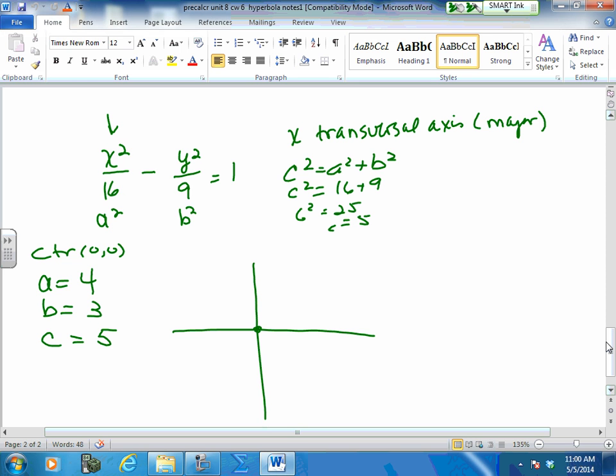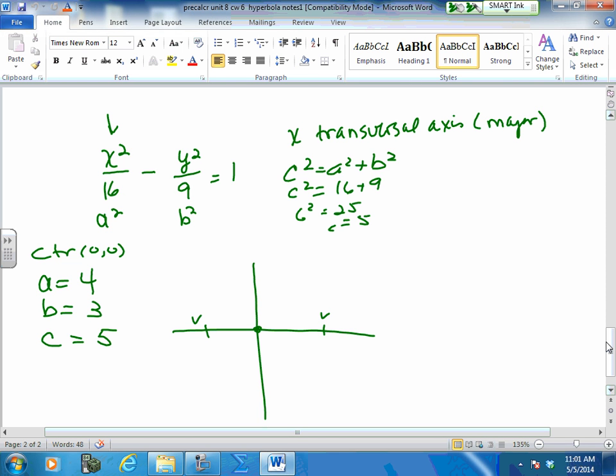Here's my center. A is going to be my transversal axis, my major axis. So I'm going to go out 4, put a vertex, out 4, put a vertex. Transversal means this is where the hyperbola transfers off of. It's going to go this way, where the vertex is. It's not going to touch the y-axis at all.